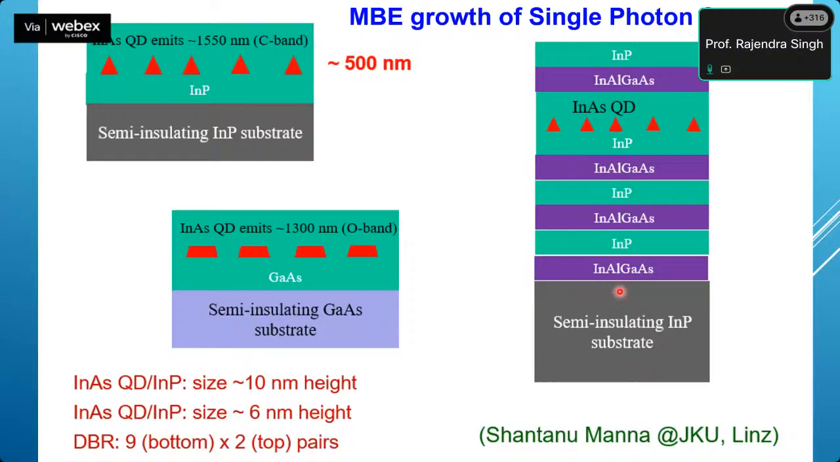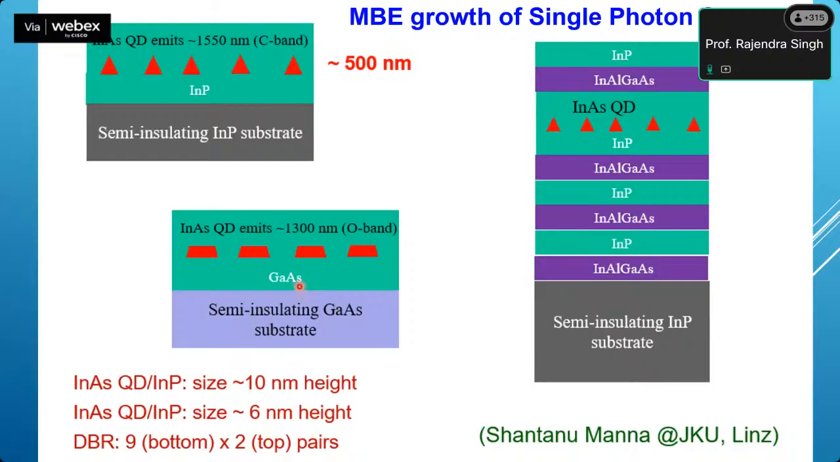quantum dots. So one structure you can see is, you take a semi insulating indium phosphide substrate, and you grow an indium phosphide epitaxial layer. In between, you embed indium arsenide quantum dots. Okay, you need to know this technology. It's not so straightforward, but the material is indium arsenide here, whose band gap is small. So this can emit at 1550 nanometer, which is telecom C band wavelength.